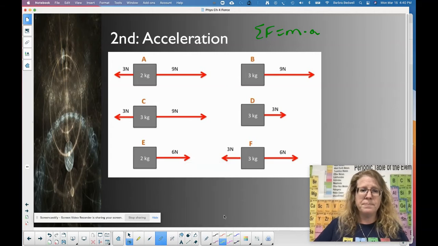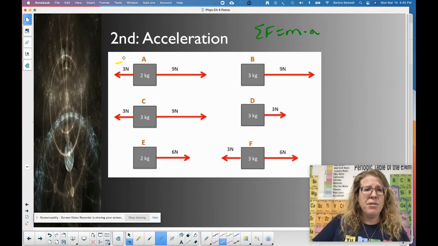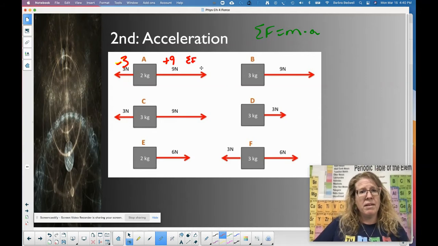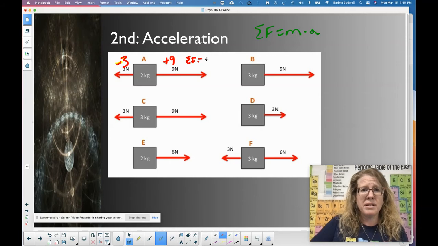So what's our net force? Well, we've got -3 to the left and +9 to the right. So that means my net force has got to be that direction. It would be +6.